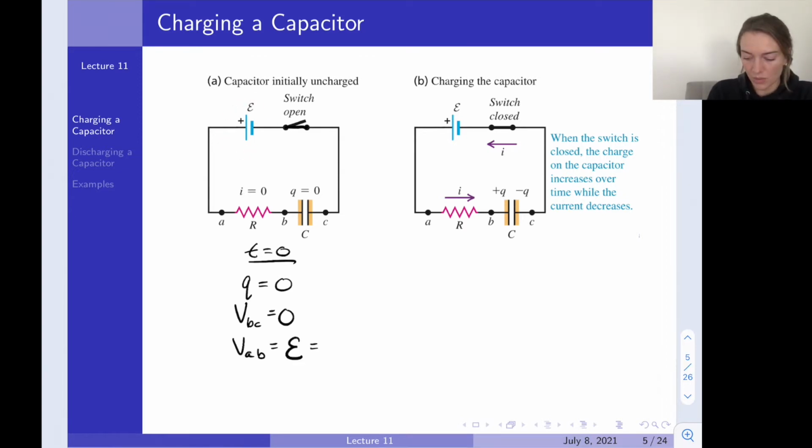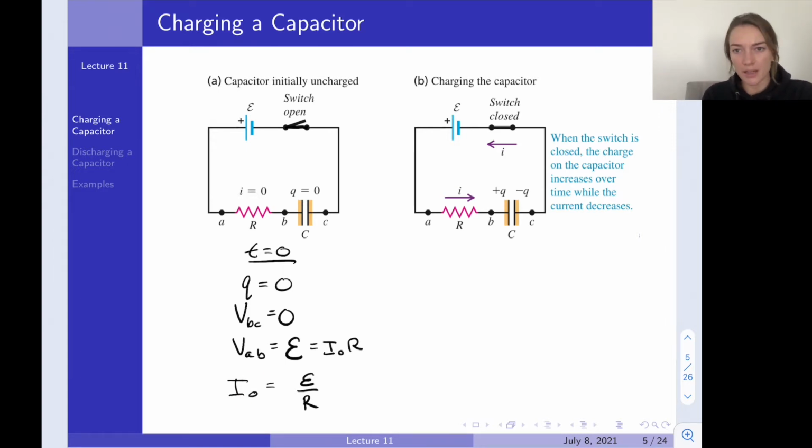So the potential over this resistor is equal to the EMF supplied by this battery, which is equal to the current times the resistance. Here I wrote I naught because that's the initial current, the current that starts flowing at time t equals 0. We can also rewrite the initial current as the EMF over the resistance of that resistor. Okay, so this is the initial current.